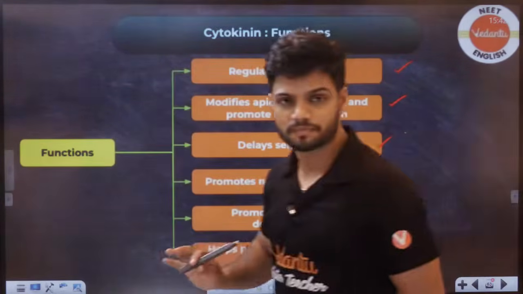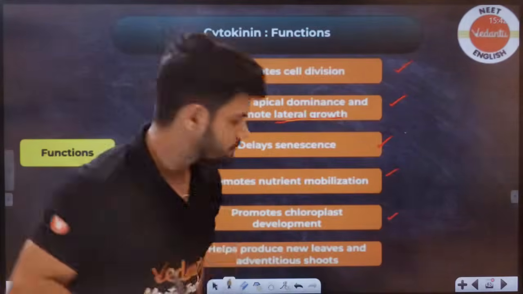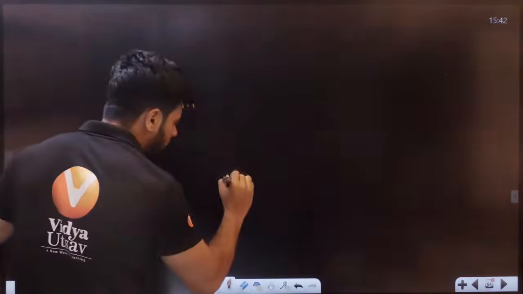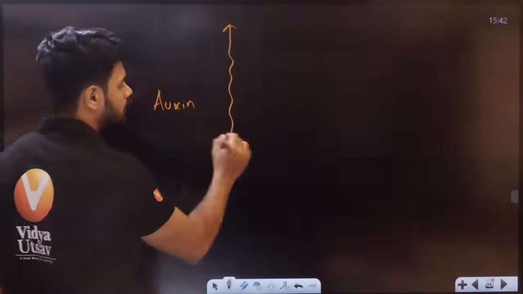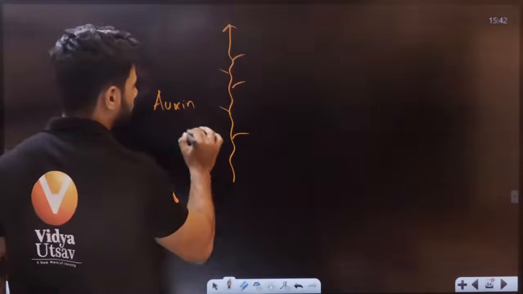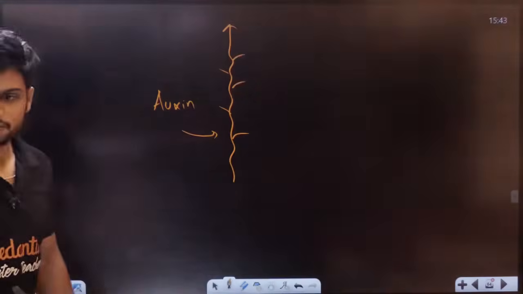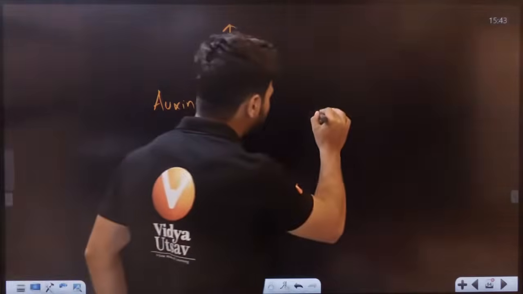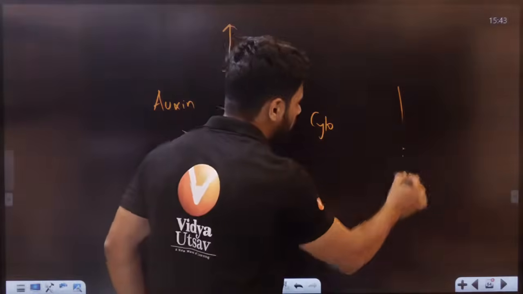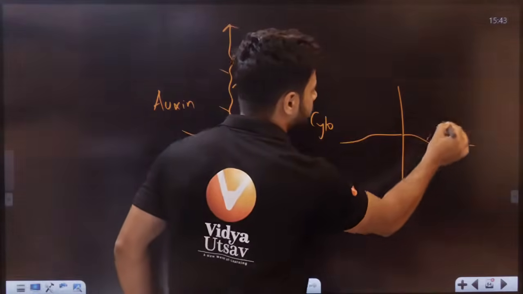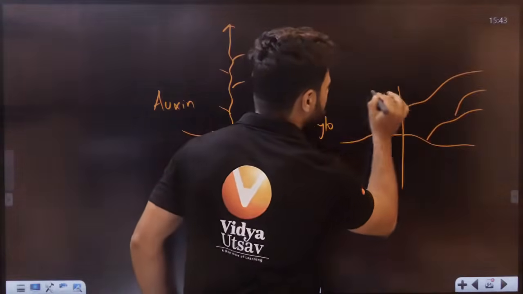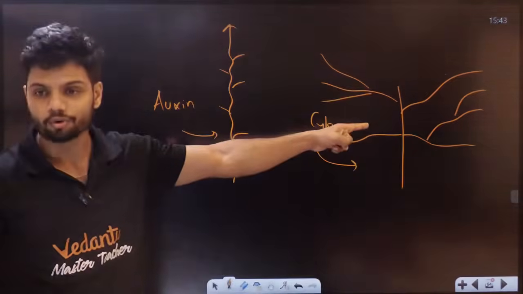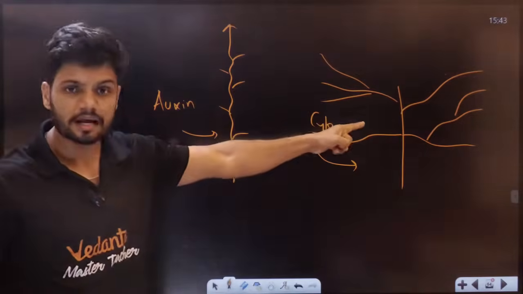This is very important. See, auxin, remember students, what will auxin do? Auxin will make sure the plant keeps on growing. एक plant लंबा होता रहे, this is done by auxin. But what do cytokinins do, students? Cytokinins will make sure the plant grows sideways also. इस तरह से plant grows sideways. This is done by cytokinins. It promotes lateral growth.